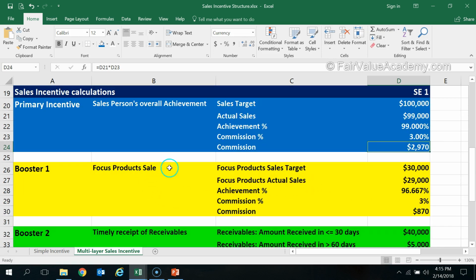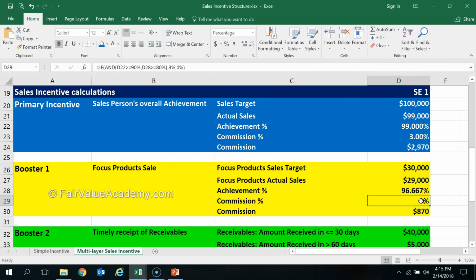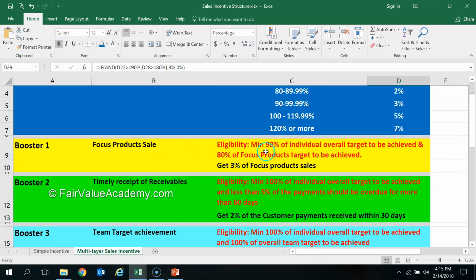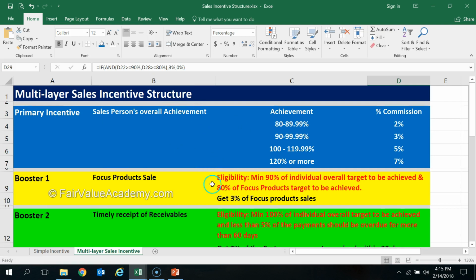The booster part, which is focus product sale, once again we have a target. Let's say the salesperson has a 100,000 sales target overall, and he has to sell at least 30,000 worth of focus product, and here is his actual sales figure. Achievement level is again actual divided by target, which is 96.667. Commission structure, here the eligibility criteria is minimum 90% of the overall sales and 80% of the focus sales target should have been achieved. If he does that, he gets 3% of focus sales amount.